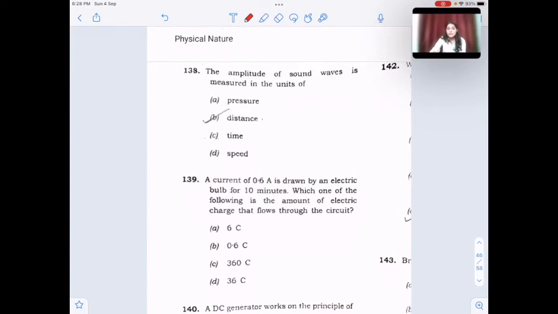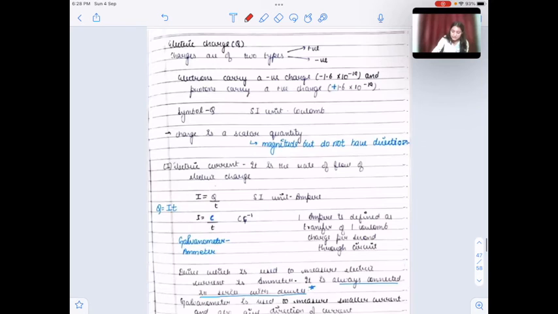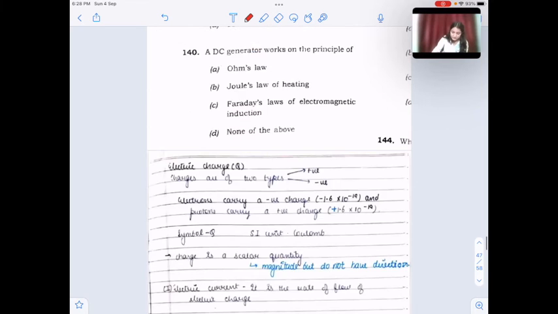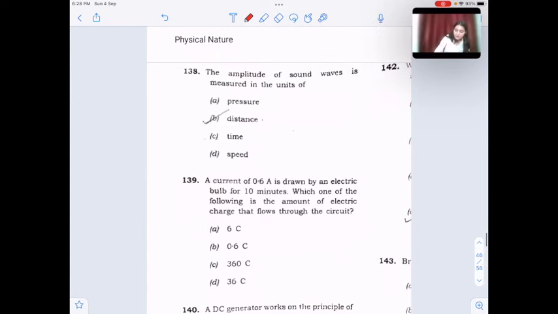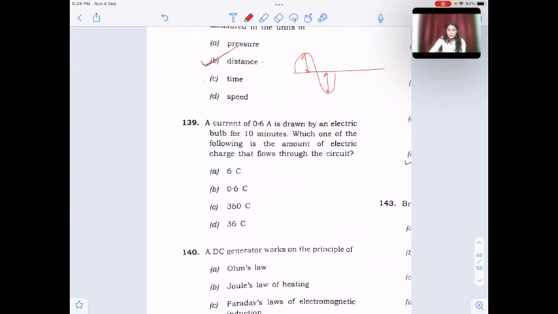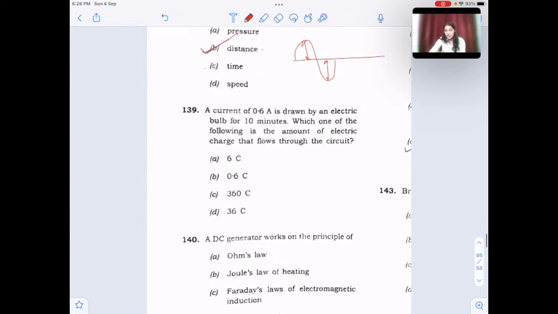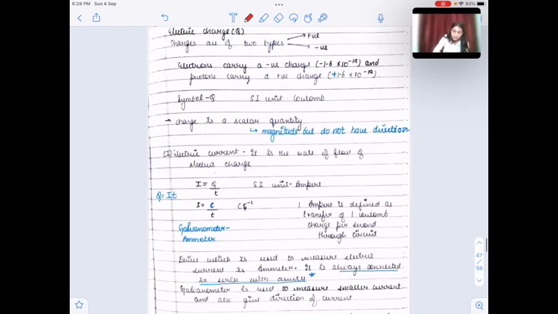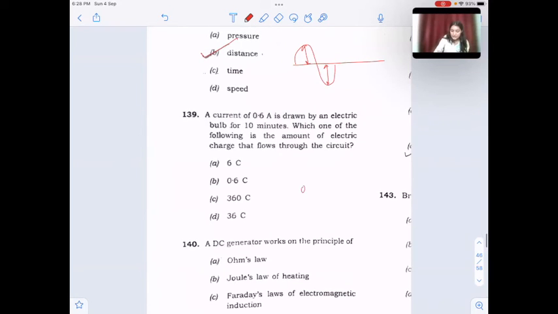The amplitude of sound waves. See, amplitude is the measure of crest or trough distance. So option B, distance. Next, you need to calculate the amount of charge. The formula for the amount of charge is Q is equal to I into T. Q is equal to IT, 0.6 into 10 into 60. So the answer is 360 coulombs.